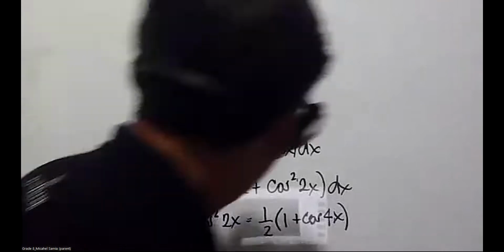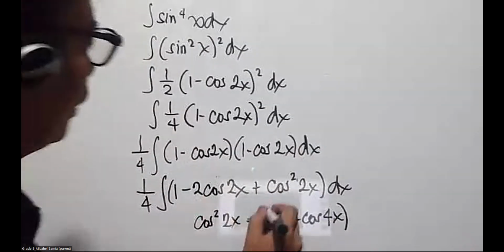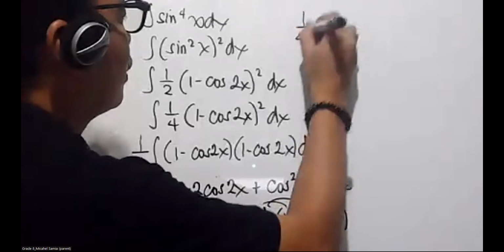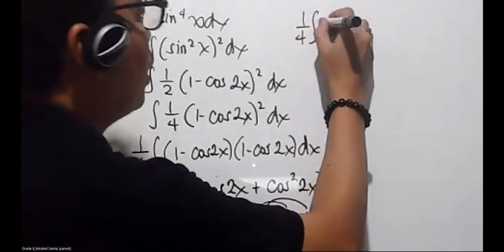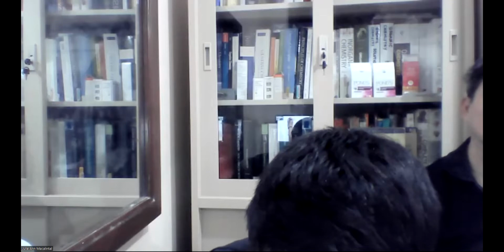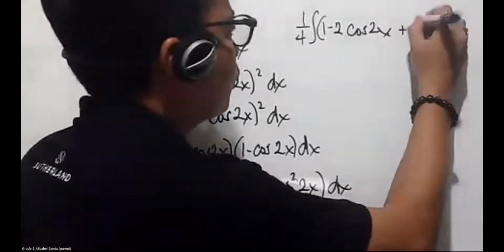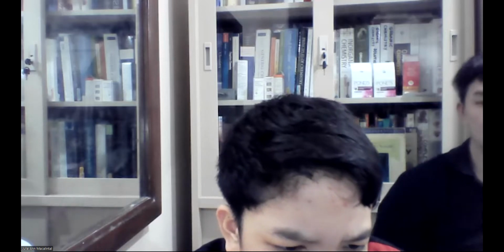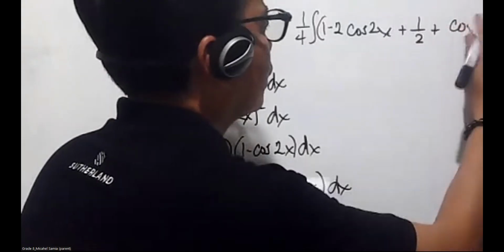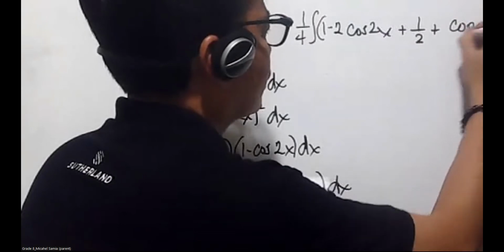Okay, now let us try this again here. I'll be distributing the 1/2. So it is 1/4 integral of 1 minus 2 cosine 2x, and then plus 1/2, multiplying 1/2, plus cosine 4x over 2.